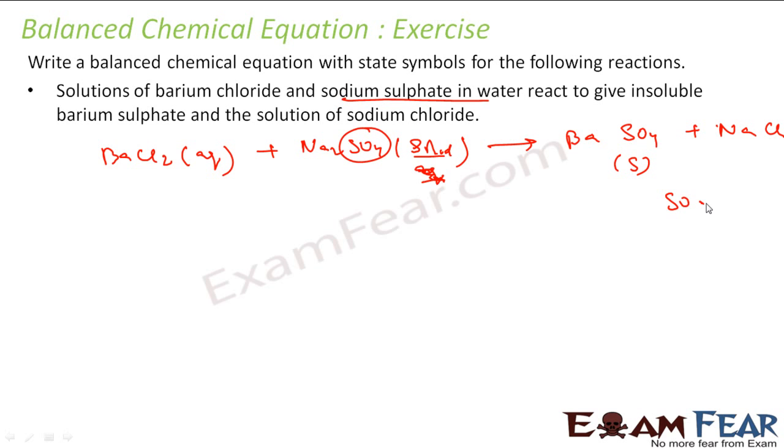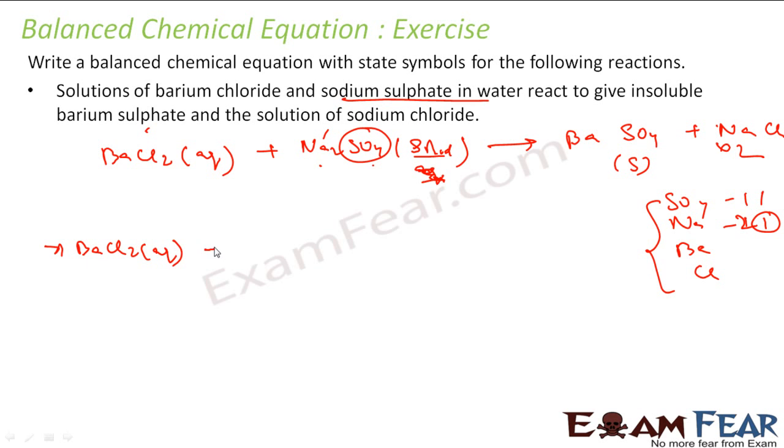So here we see that SO4 is there, first priority. Then we can take sodium and barium, and then we can take chlorine part. SO4 1 here, already balanced. Sodium 2 here, 1 here, not balanced. So we'll balance this by multiplying it by 2. So let's see the equation now. The equation is BaCl2 aqueous with Na2SO4, again solid, gives BaSO4 solid plus 2 NaCl, that's aqueous.